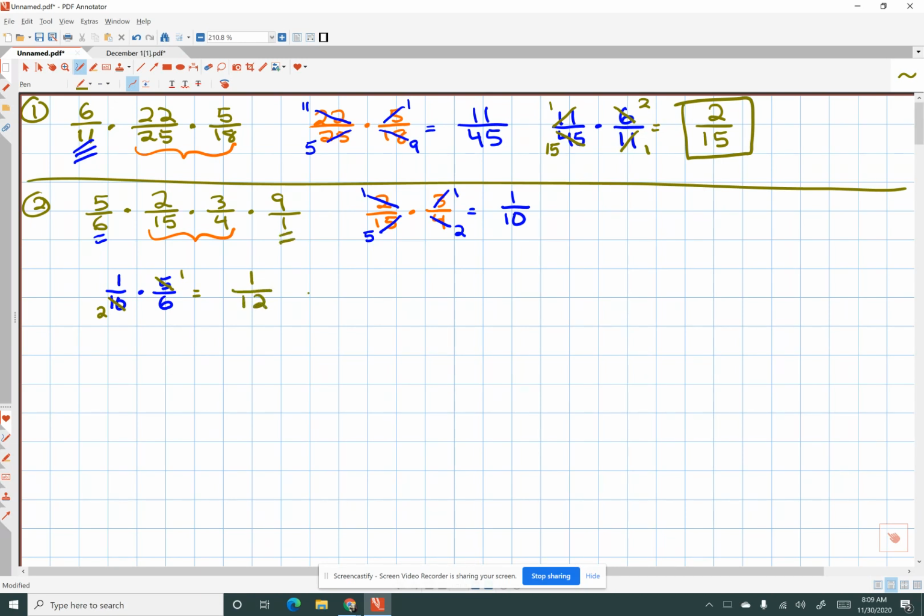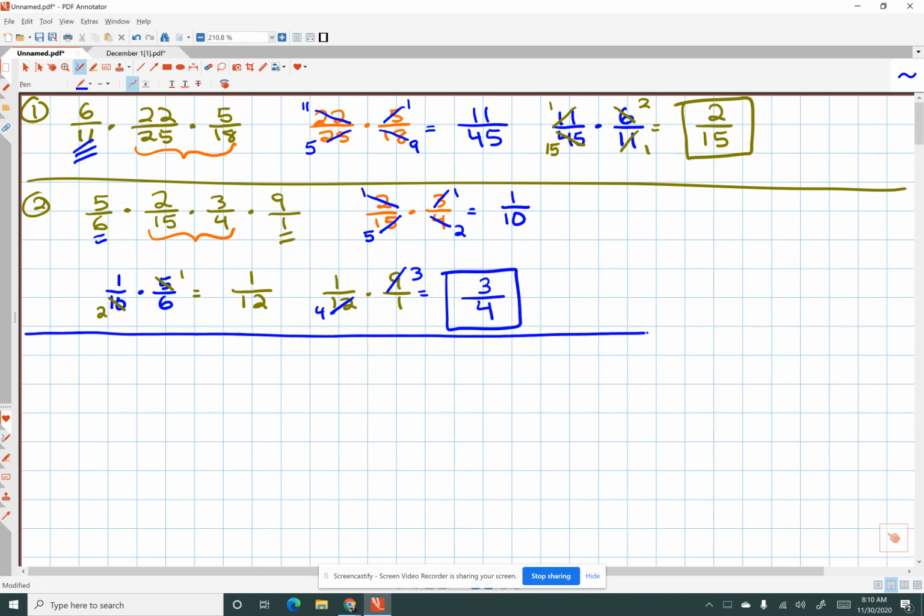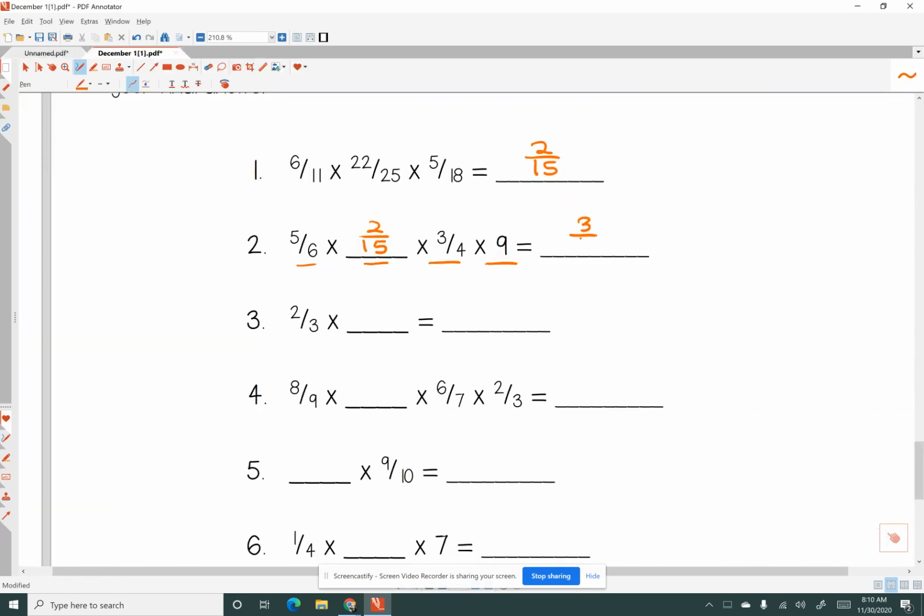So now I have to multiply by 9 over 1. 1/12 times 9 over 1. And I see another opportunity to simplify. 9 and 12 are both divisible by 3. 9 divided by 3 is 3. 12 divided by 3 is 4. When I multiply across, my final answer is 3/4. Already simplified because we did the cross simplification in the beginning. So that answer is 3/4, which I will put here.